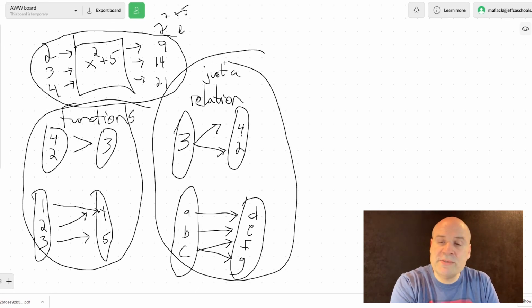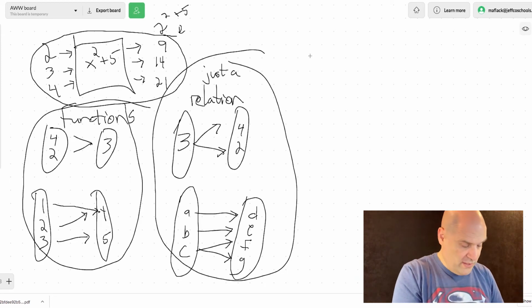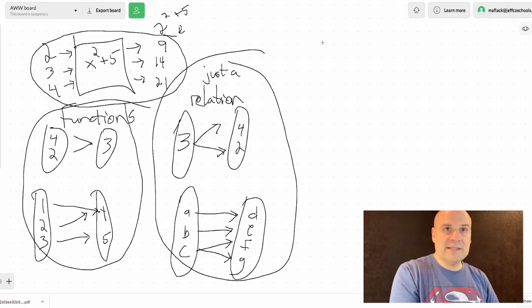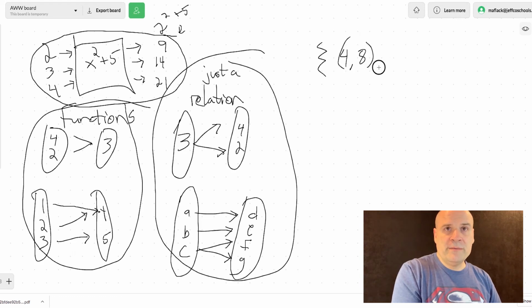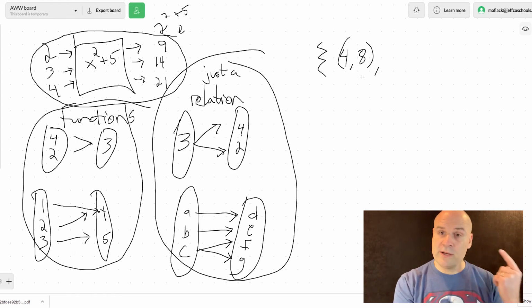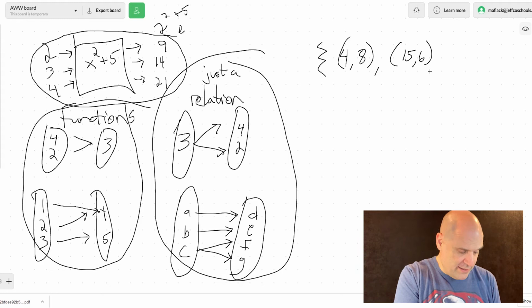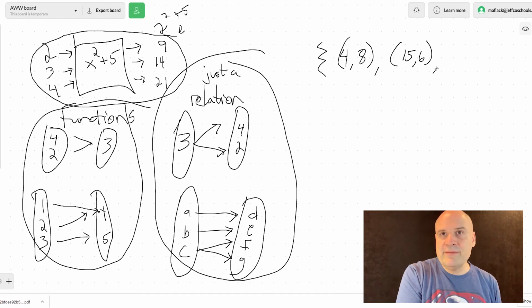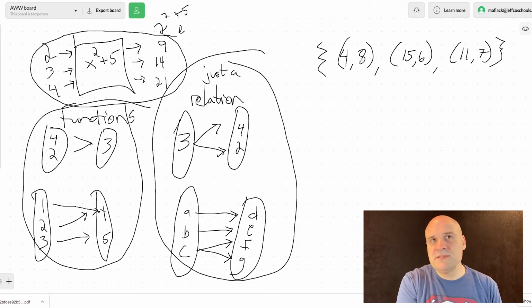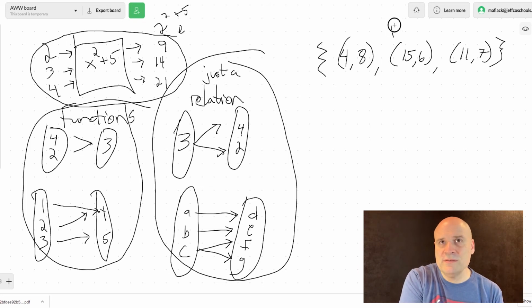This can also be demonstrated with ordered pairs. For example, here's some ordered pairs. Let's say I've got a set. 4, 8 is one ordered pair. So if you put in 4, it goes to 8. Okay? 15, 6 is an ordered pair. So if you put in 15, it goes to 6. 11 goes to 7. Okay? So see how the 4 only goes to 8, 15 only goes to 6, and 11 only goes to 7. This is a function.